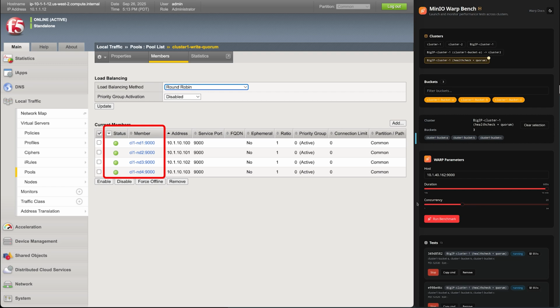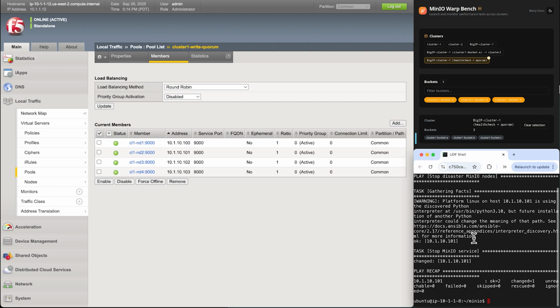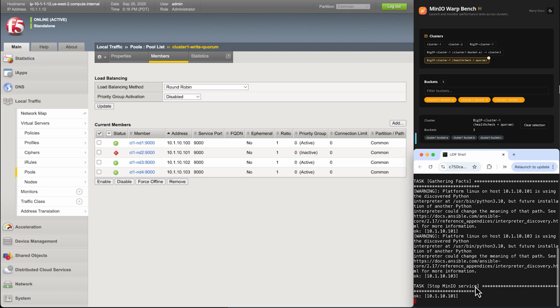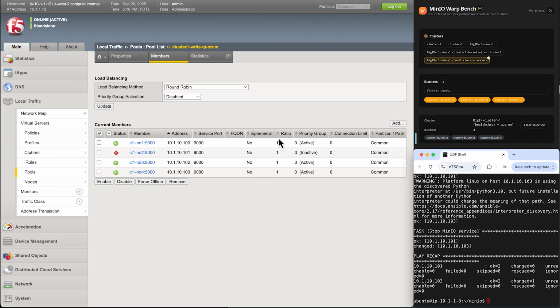We run an Ansible playbook to stop one node. The pool immediately marks it unavailable, but continues accepting both writes and reads. BIG-IP updates state instantly to keep jobs stable. Now we disable a second node. With a write quorum of 3 not met, the pool is flagged red, and the cluster becomes unavailable for writes.